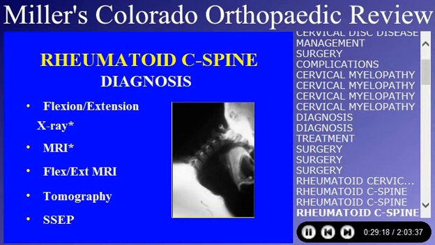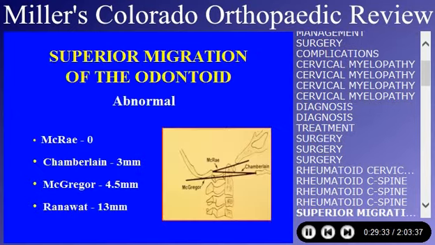And there's really a lot of literature that's fairly reliable nowadays on rheumatoid cervical spine, at least at C1, C2, and it's based on the flexion extension x-ray. Tomography can be helpful. SSEPs, I think, are really not all that helpful most of the time.